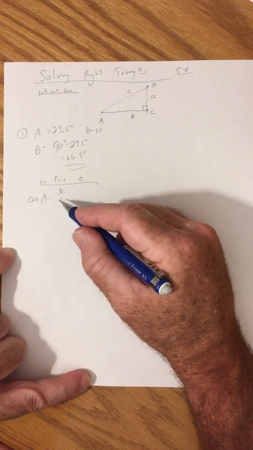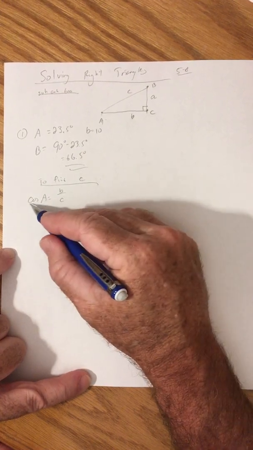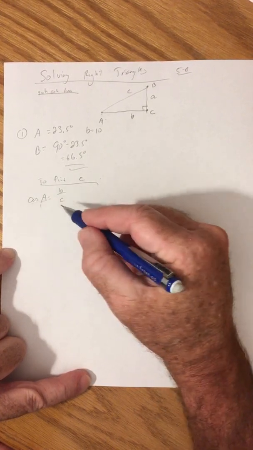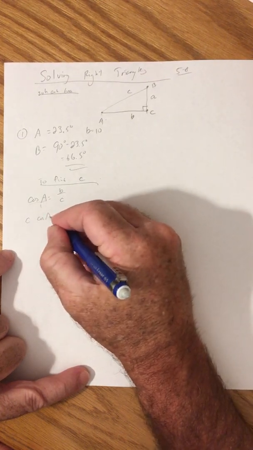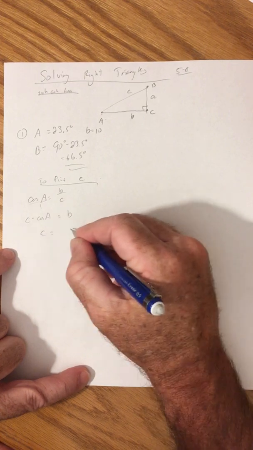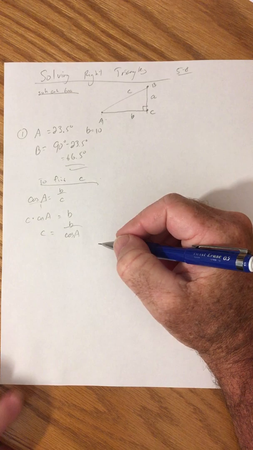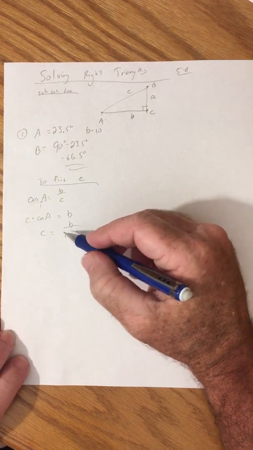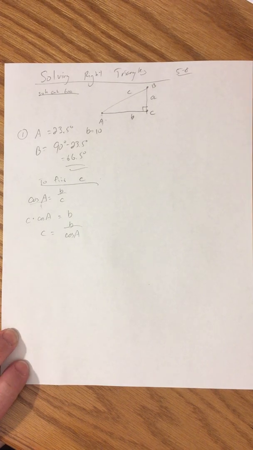To do that, first thing I do is cross multiply. So this can be thought of as being over 1. You don't have to write that though. So I have C times cosine A is equal to B. Now I find C by dividing B by cosine A. Isolate. Now I think that it's best to write this, and don't put the numbers in there until you're ready to calculate.